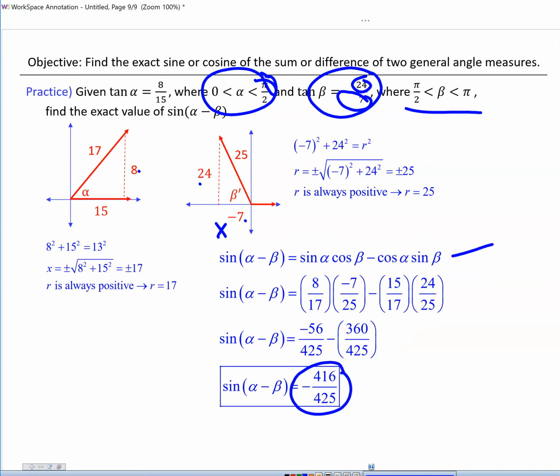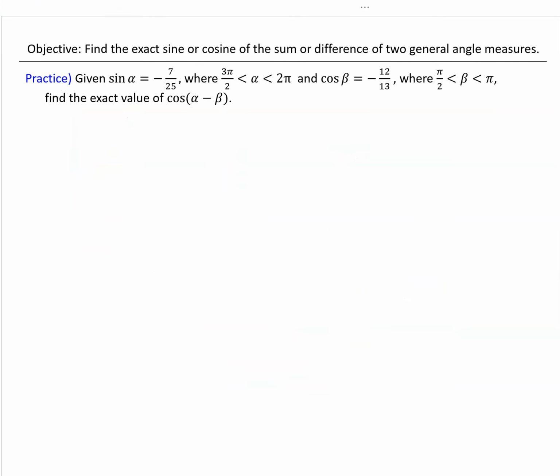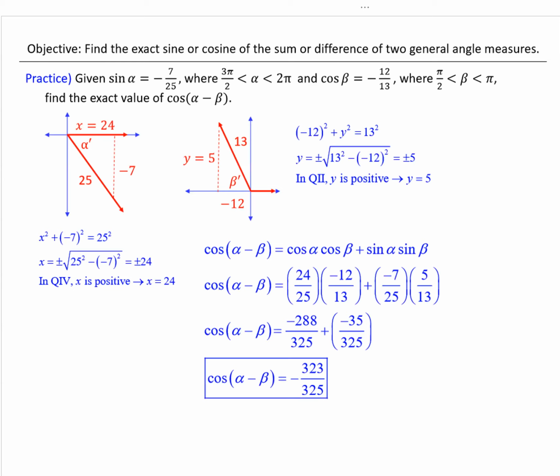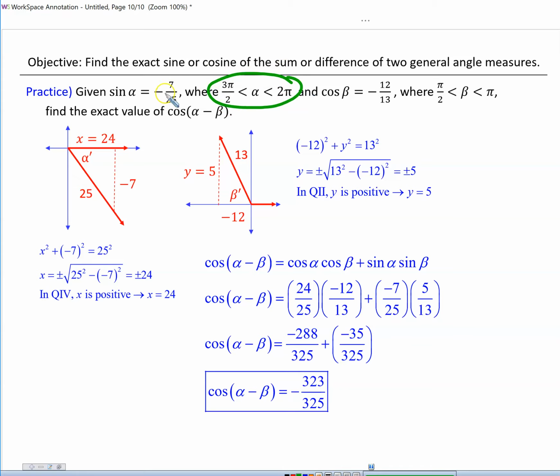All right, one more practice problem. Give this one a try. Pause here. Let's take a look at it. All right, so for this one, we have alpha is in quadrant 4, and we know the sine. And in quadrant 4, remember, hypotenuse is always positive, so these are a little easier because of that, unlike tangent. And so we're dealing here with negative 7, and then this is again a 7, 24, 25 triangle.